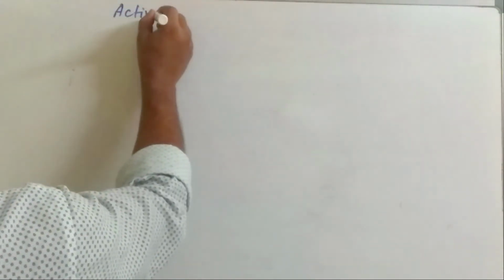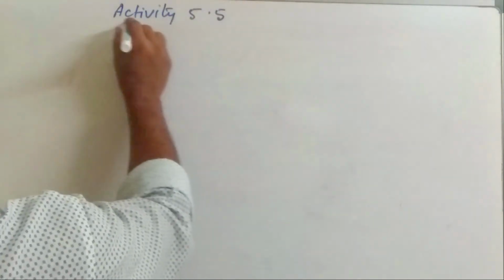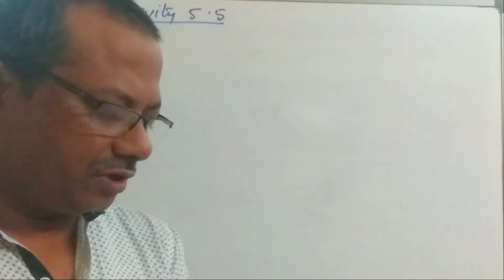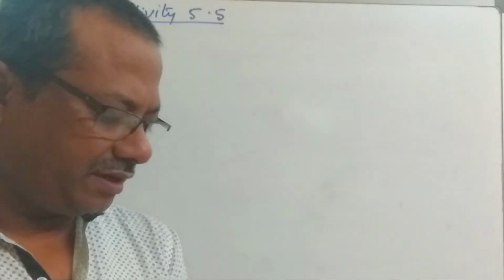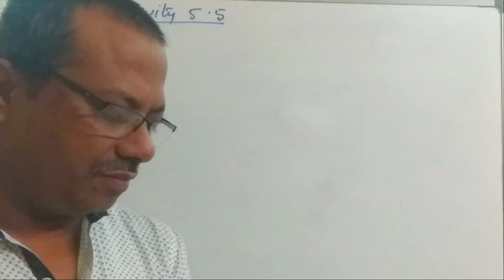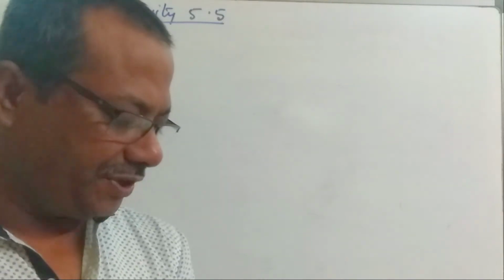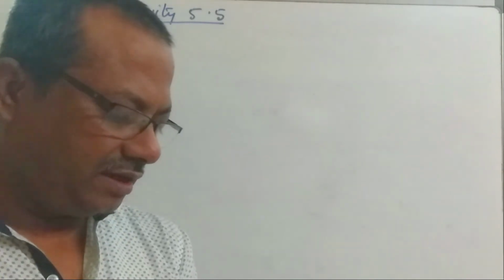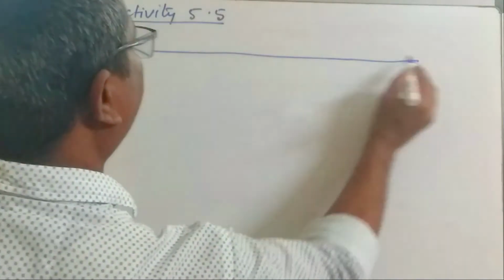Activity 5.5. It is written that if you look at the modern periodic table, you will find that the elements lithium, beryllium, boron, carbon, nitrogen, oxygen, fluorine and neon are present in the second period, and we are asked to write down the electronic configuration. So, second period.